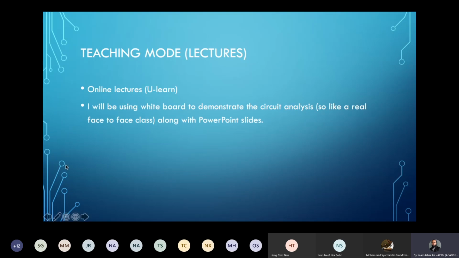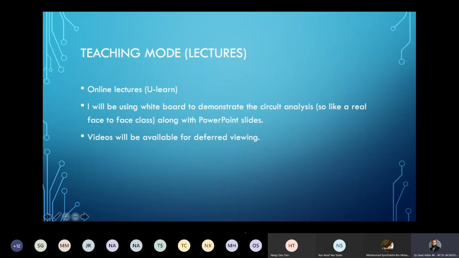As I showed you before, I will be using a whiteboard to demonstrate the circuit analysis, like a real face-to-face class, along with PowerPoint slides. I'll be taking a break, maybe 5 minutes. You can also take a cup of tea after this slide, and I'll switch to my other device. I have this Microsoft Surface.